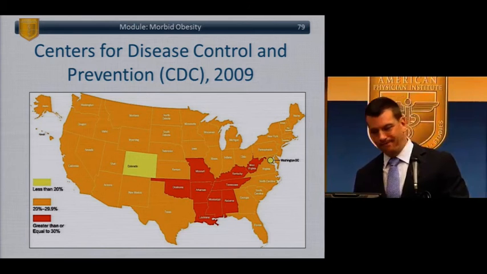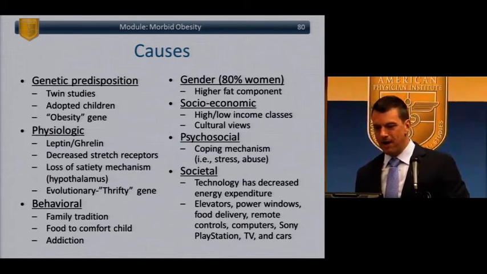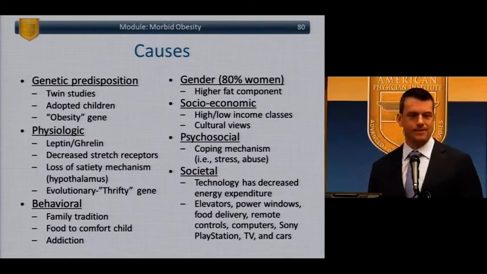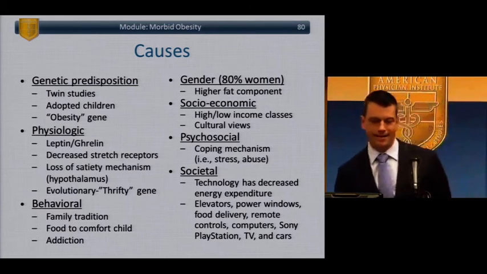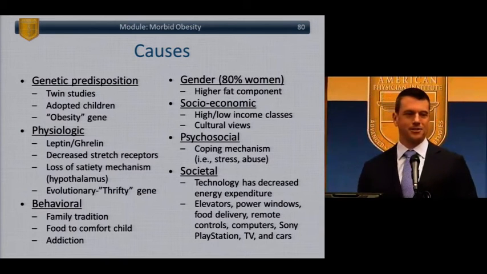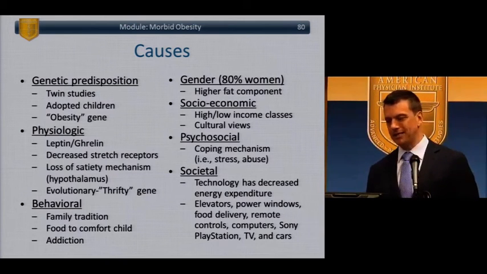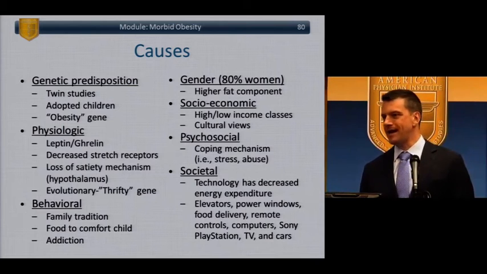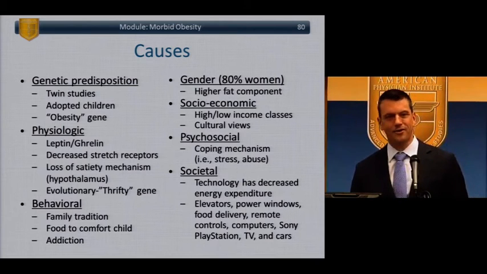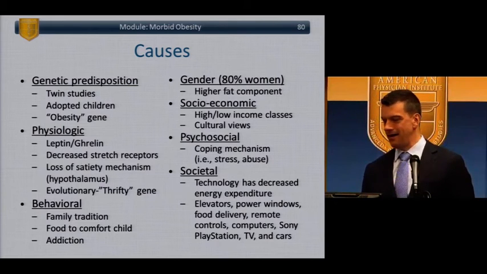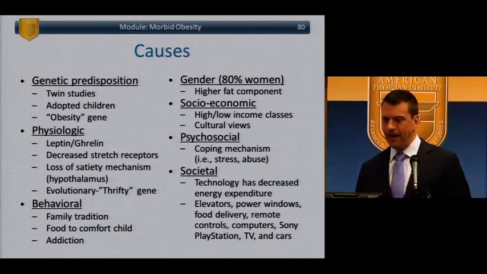This continues. There's a lot of causes of morbid obesity, genetic predispositions. There's some physiology of leptin and ghrelin. It's the satiety mechanism. Those are some of the things that we're targeting medically. Unfortunately, a whole lot of things we cannot fix medically. Behavioral, family tradition, gender. Women tend to be more affected than men. Socioeconomic status plays a big role.